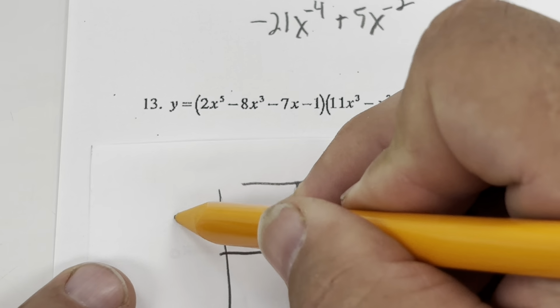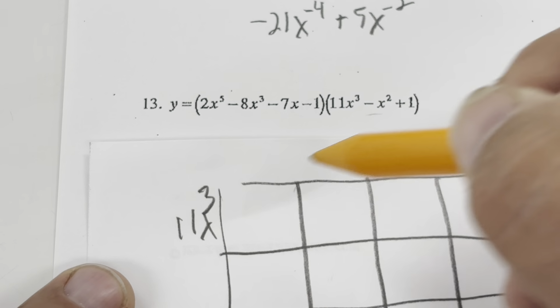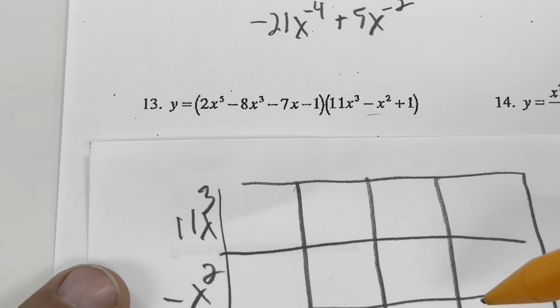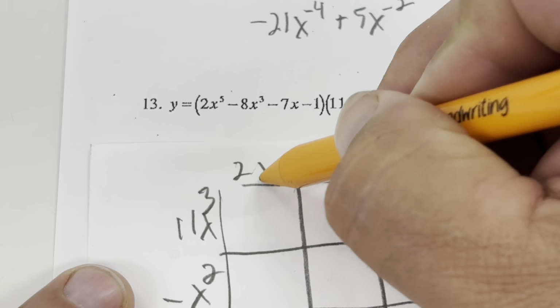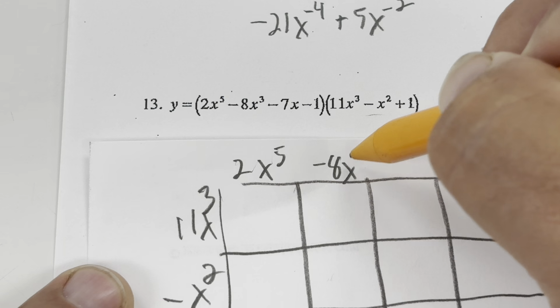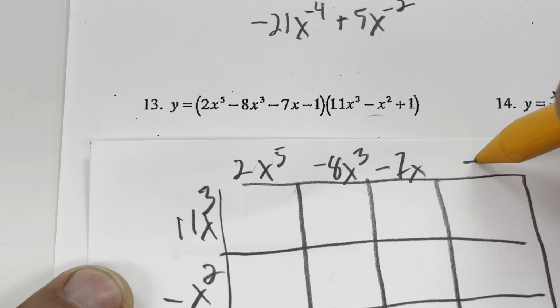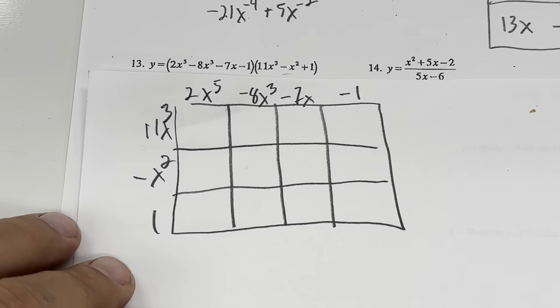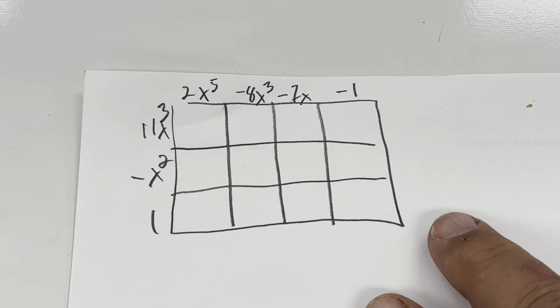So it's going to be 11x cubed minus x squared plus 1. Yeah, I'm going to have to do a big punnet anyway when I simplify it, so I might as well do the punnet now. 2x to the 5th minus 8x cubed minus 7x minus 1. And now I have to do my arithmetic, CLT, and then take the derivative of each term.